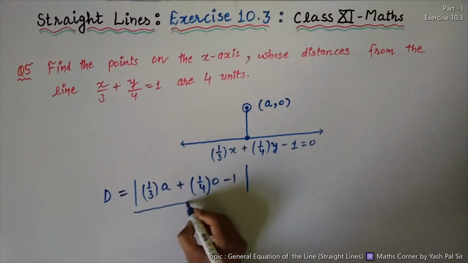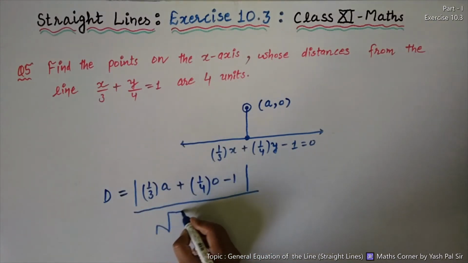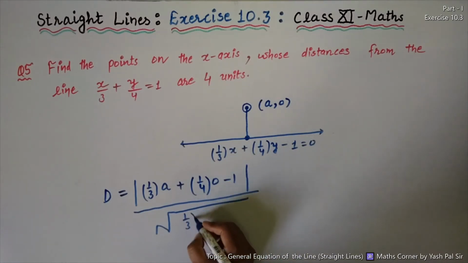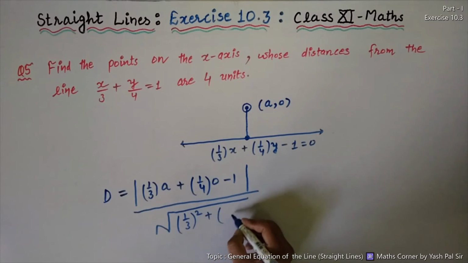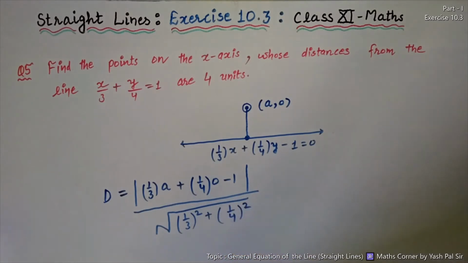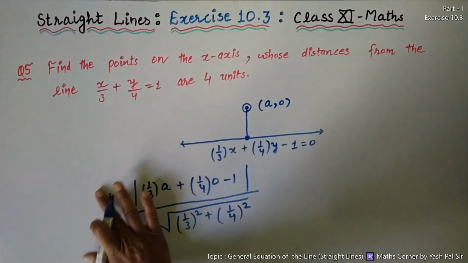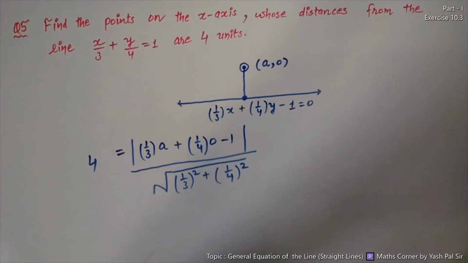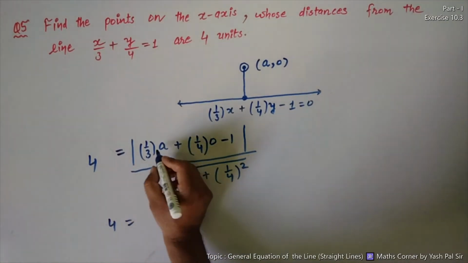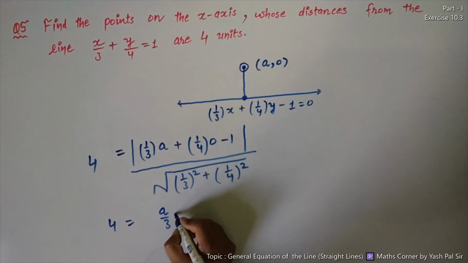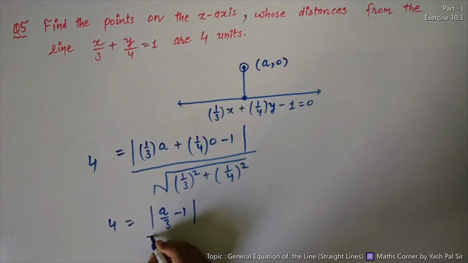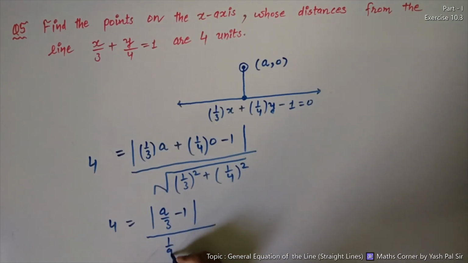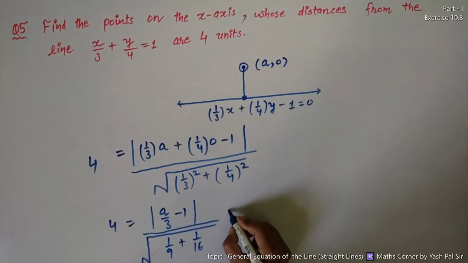Next is minus 1, we also put modulus sign, divide by square root of coefficient of x, which is 1 upon 3, its whole square, plus coefficient of y, which is 1 upon 4, its whole square, and the distance is given to be equal to 4 units. Now solving this, we have 4 is equal to modulus of a upon 3 minus 1, divide by square root of 1 upon 9 plus 1 upon 16.